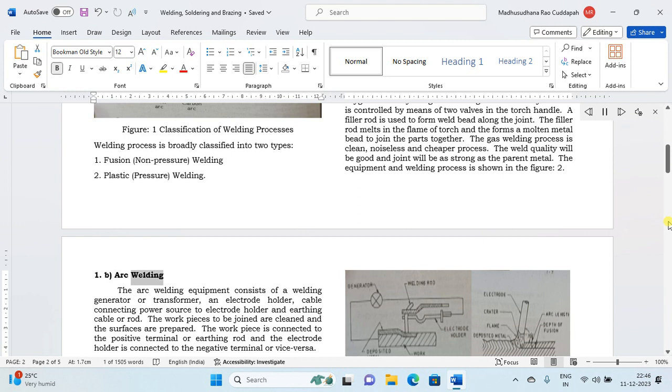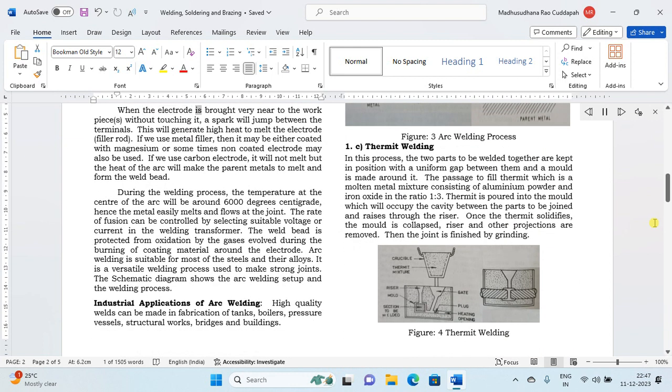1b. Arc welding. The arc welding equipment consists of a welding generator or transformer, an electrode holder, cable connecting power source to electrode holder, and earthing cable or rod. The work pieces to be joined are cleaned and the surfaces are prepared. The workpiece is connected to the positive terminal or earthing rod and the electrode holder is connected to the negative terminal, or vice versa. When the electrode is brought very near to the workpiece, without touching it, a spark will jump between the terminals. This will generate high heat to melt the electrode, filler rod.